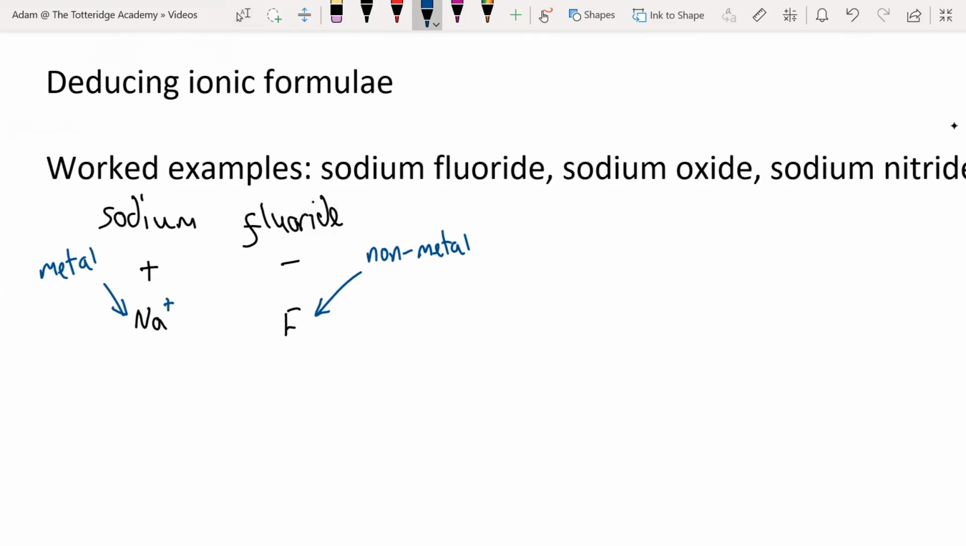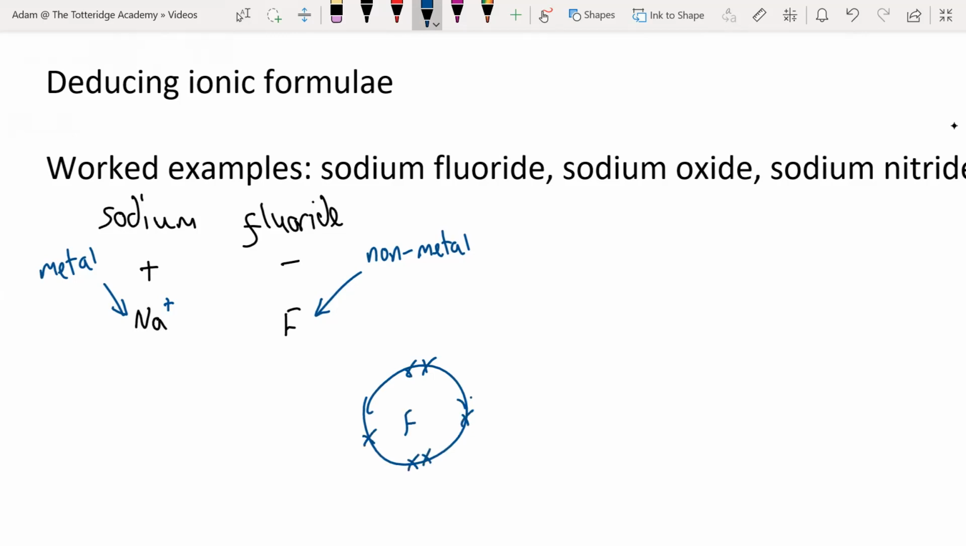Now, fluorine will go a bit quicker because, again, I'm expecting you to be able to do this stuff very fast by now. Fluorine is in group 7. How many electrons does fluorine have in the outer shell? 1, 2, 3, 7. So 7 electrons in the outer shell for fluorine. Therefore, what does it need to do in terms of gaining or losing electrons? 1, 2, 3, 4, 5, 6, 7.